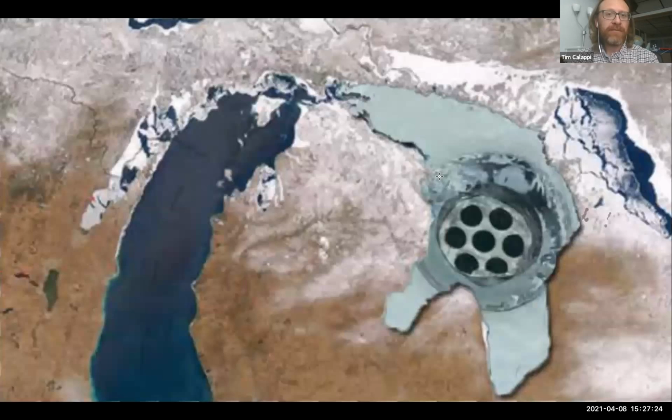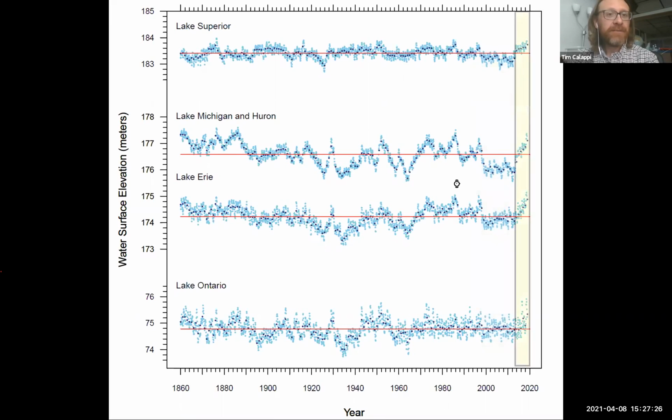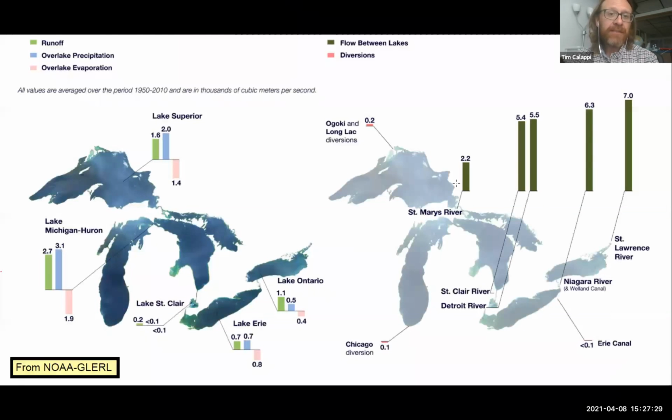Given the importance of uncertainties in the connecting channel flows, what's the impact of water level regulation, specifically in the St. Mary's River and Lake Ontario? What's the impact of water level regulation?